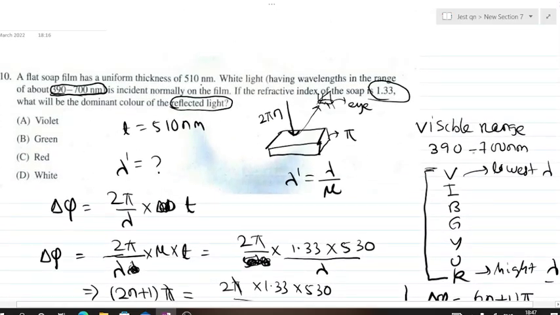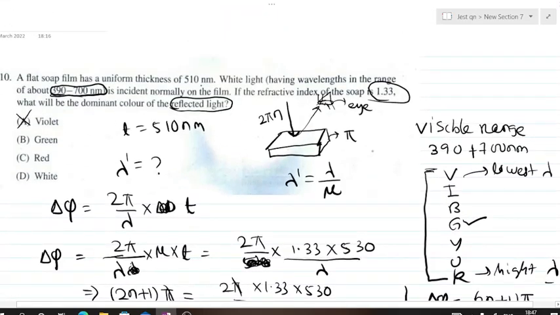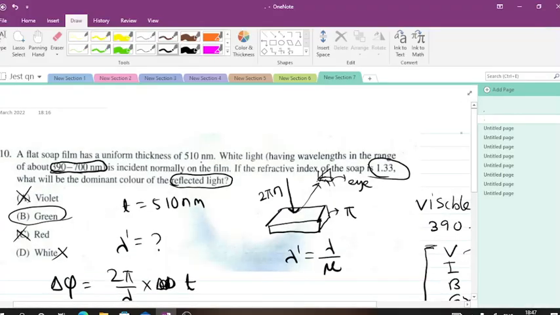This wavelength will be in between, maybe that is green, because in the options there is nothing other than V and R. Violet will not be, because 452 will not be the color of violet or red, and white is not, because white is the combination of all colors, and the one option left is green color. That will be the answer. Okay, let's go to the next question.